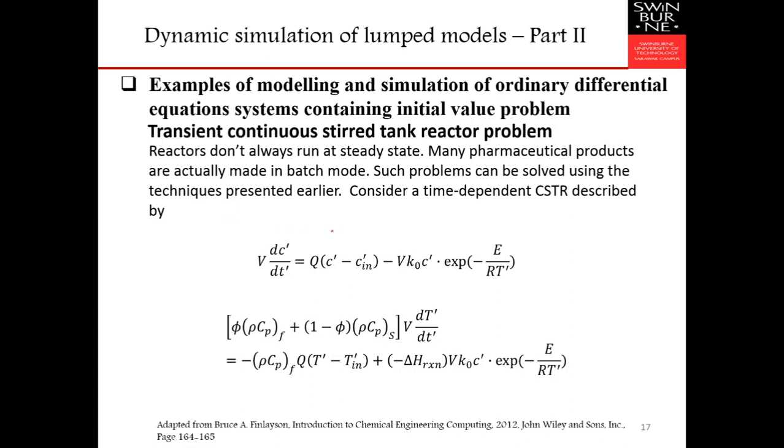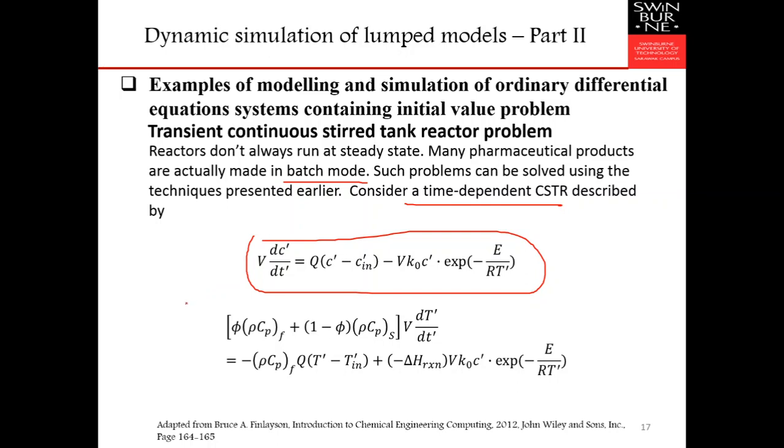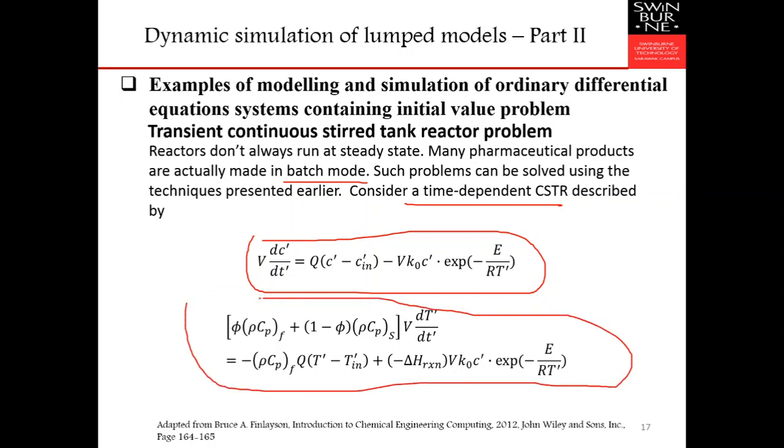Reactors normally don't always run at a steady state. Many pharmaceutical products are actually made in batch mode, so time becomes one of the independent variables. Let's say we have a time dependent CSTR model that is described by these two equations. This is the first equation, and this is the other equation.